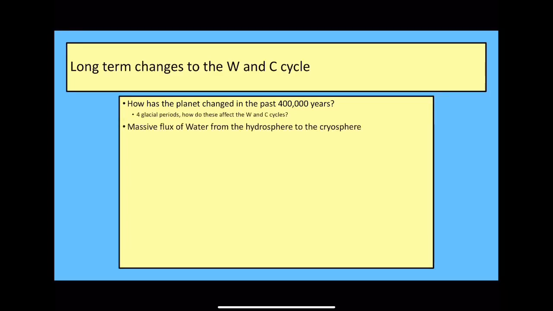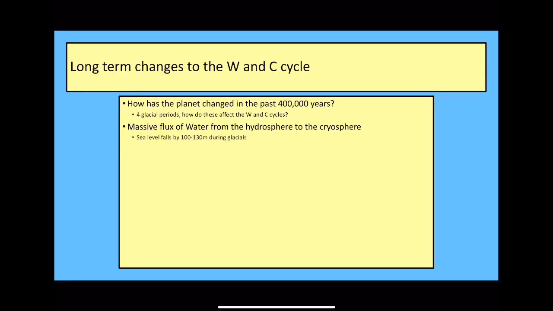So what we'd be looking at is, in the water cycle, a huge flux, a huge transfer of water from the hydrosphere to the cryosphere. So a lot of the water that is in the ocean being stored on land in the form of ice. So huge parts of the globe would have been covered in ice. We would have seen ice spread out from the poles, which is where we get our glacial landforms from. It's all of these glaciers.